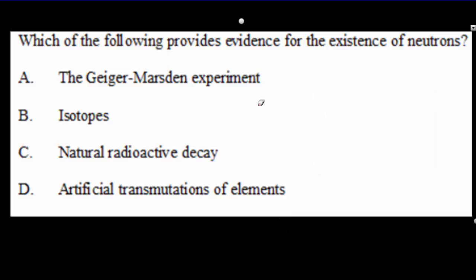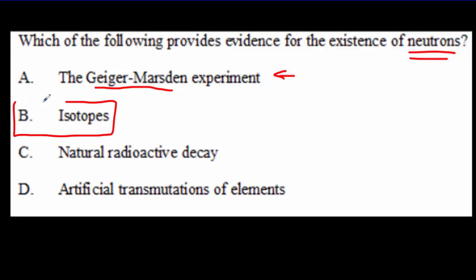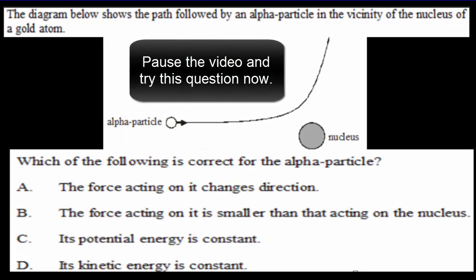Okay, pause the video, try the question, come back for the answer. Which of the following provides evidence for the existence of neutrons? Well, it's not the Geiger Marsden experiment. The Geiger Marsden experiment showed that we have a very tiny, dense nucleus. It's really isotopes that tell us that we have neutrons, because we get these nuclides with the same chemical and physical properties, but they have different masses. So the correct answer here is B.